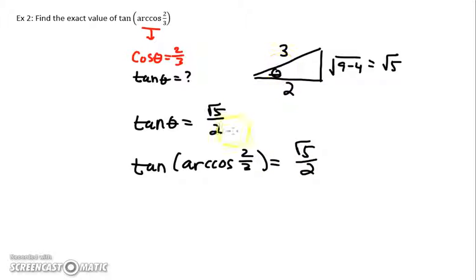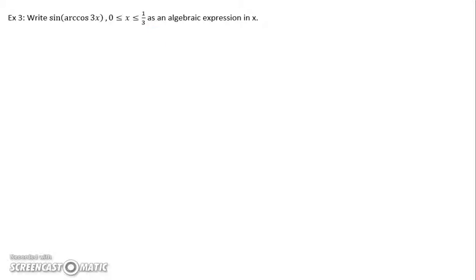So again, remember, arc cosine just means there's some angle whose cosine is 2/3. What's the tangent of that angle? We don't know what the angle is, but we can work our way around it by making a triangle. There's one more problem we're going to look at, and then we'll call it quits on the video. And it's this one right here. Write sine of arc cosine of 3x, with the restriction that x is between 0 and 1/3, as an algebraic expression in x.